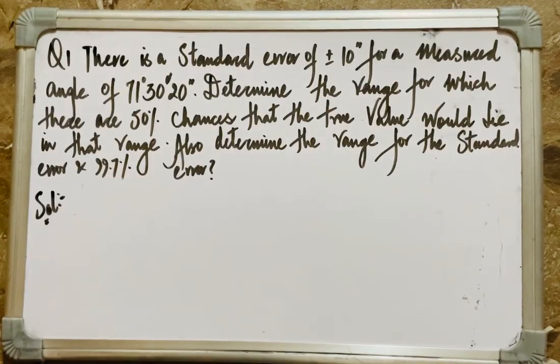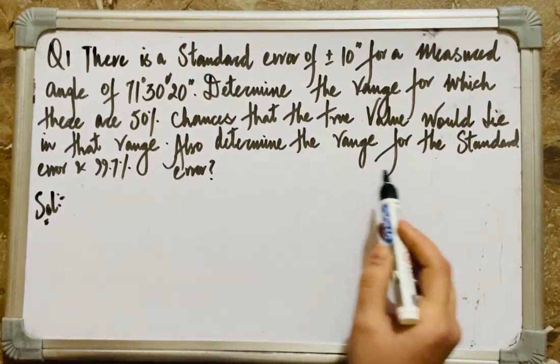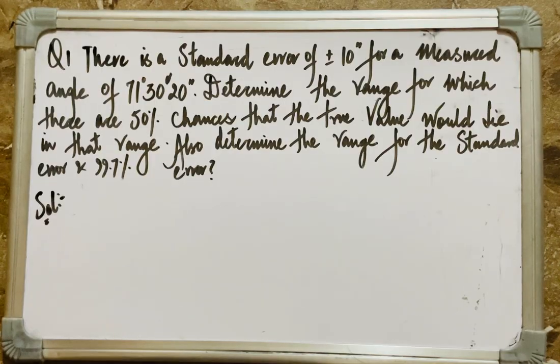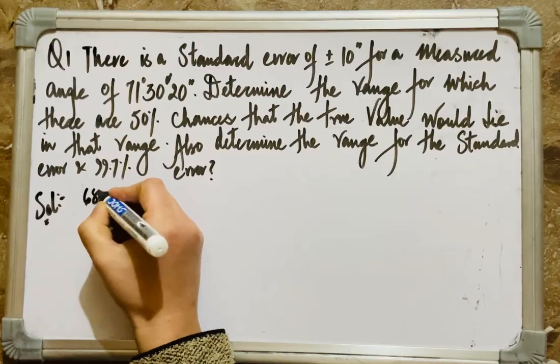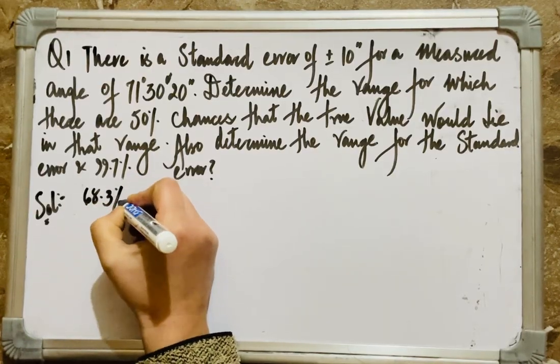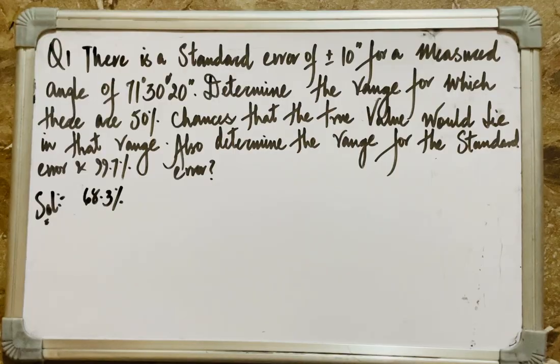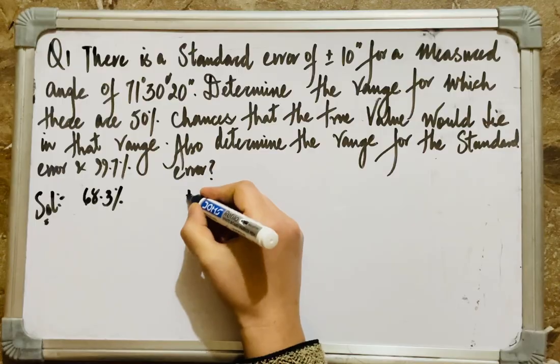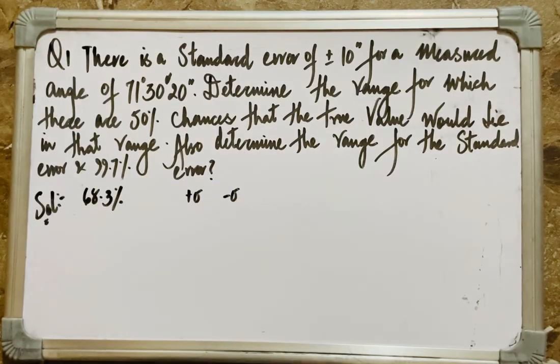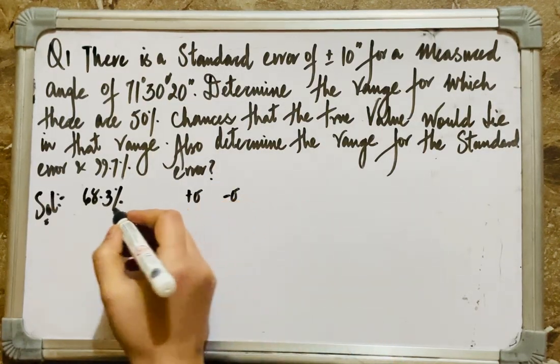All right, let's do the second part. Determine the range for the standard error. If you recall the discussions held in the previous video lectures, I told you that the standard error establishes the limits within which measurements are expected to fall 68.3% of the time, that is 7 times out of a set of 10. The probability of the error to occur between plus sigma and minus sigma is how much?